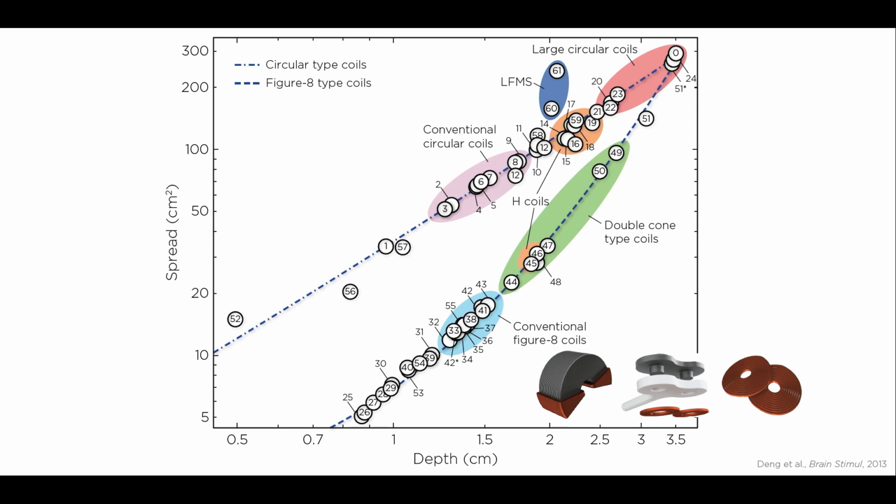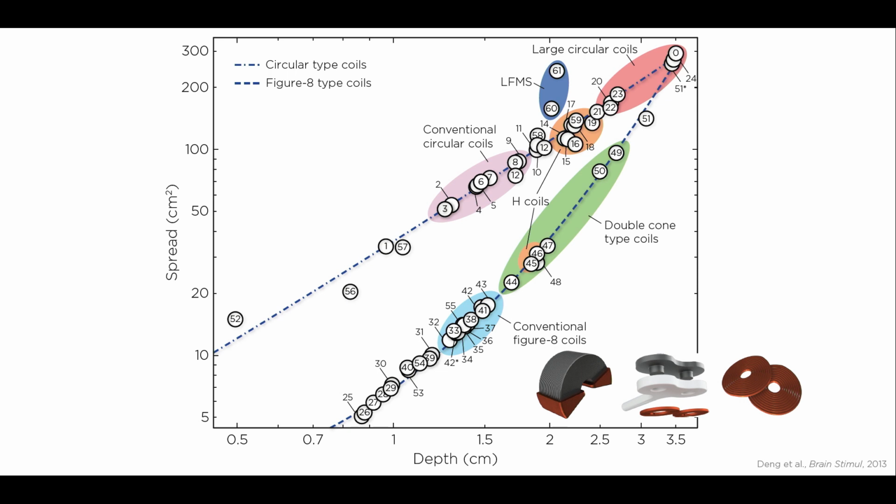And when you place all of these coils in one diagram, some very interesting trends start to emerge. So this plot is the so-called depth focality plot. On the x-axis, it plots the depth of stimulation, that is, the depth at which the electric field decays to half of its maximum. Recall that the maximum of the electric field always occurs at the surface of the brain, and then it decays exponentially in depth. And the characterization of depth of stimulation here is the distance at which the electric field falls to half of the maximum value at the surface.